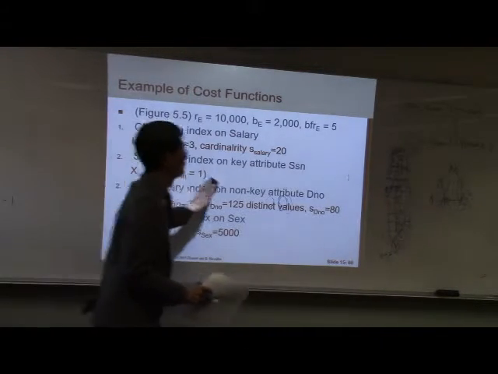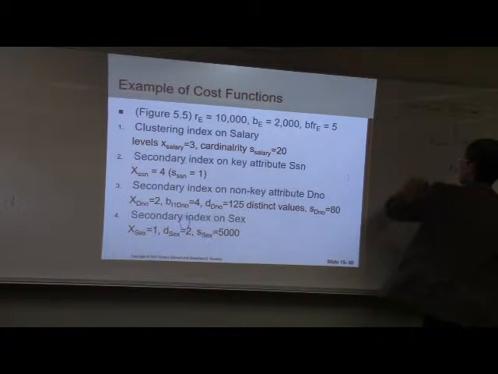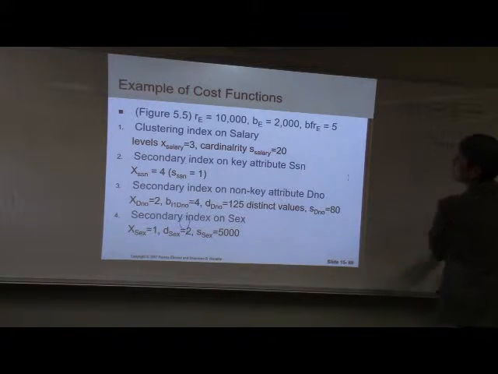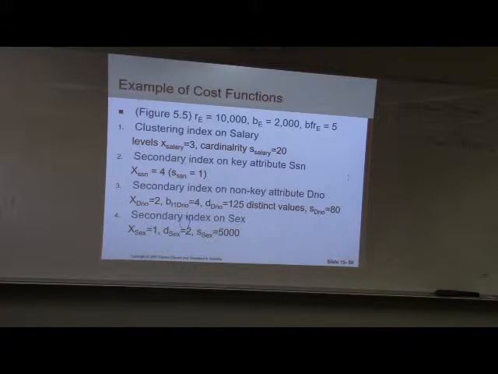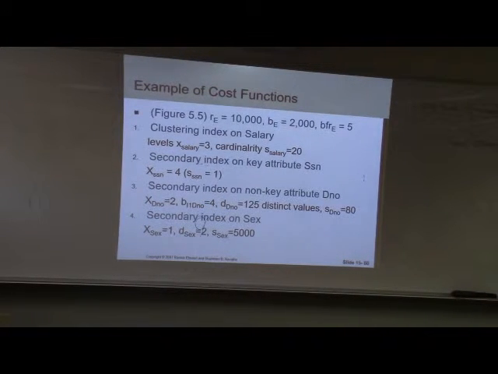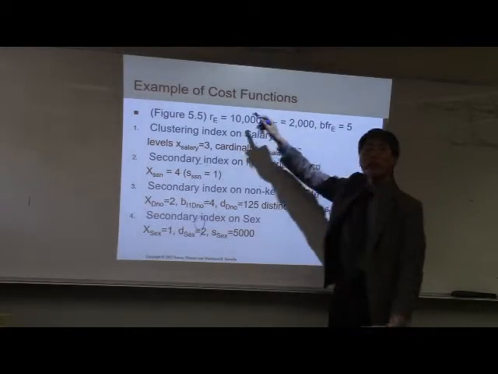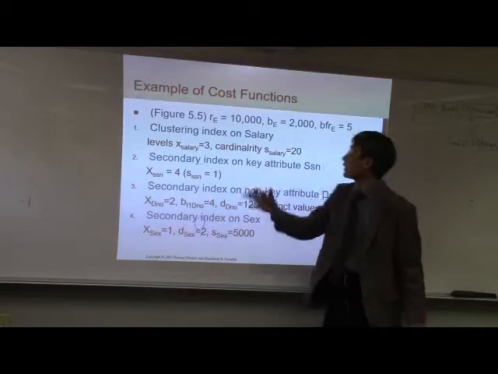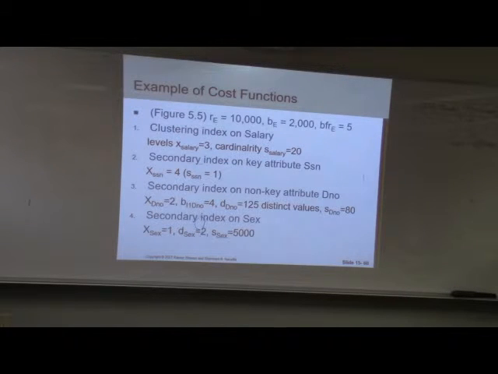These are the information we have in the database. How many employees? How many tuples for the employee? 10,000. And how many blocks are needed to keep the employees? 2,000, which means how many records per block on average? 5, which is 10,000 divided by 2,000. So that's the information we have.